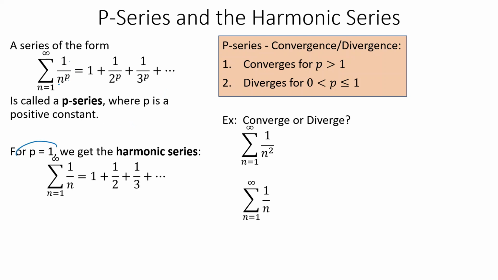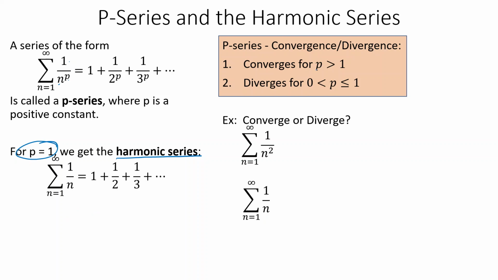All right, when p equals 1, it actually has a special name. It's called the harmonic series. So 1 over n is 1 plus a half plus a third plus a fourth plus a fifth, like 1 over every whole number there. And this series, we'll find out in a second, does some interesting things.